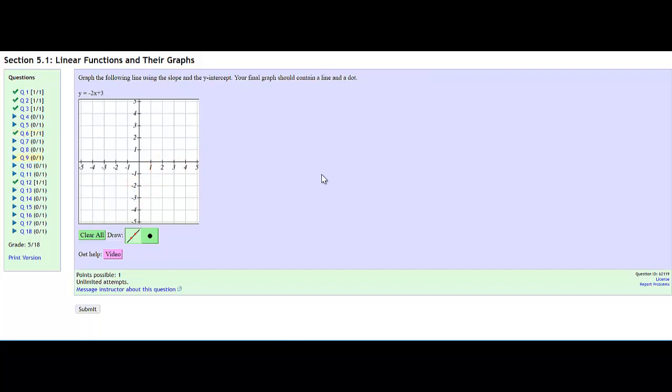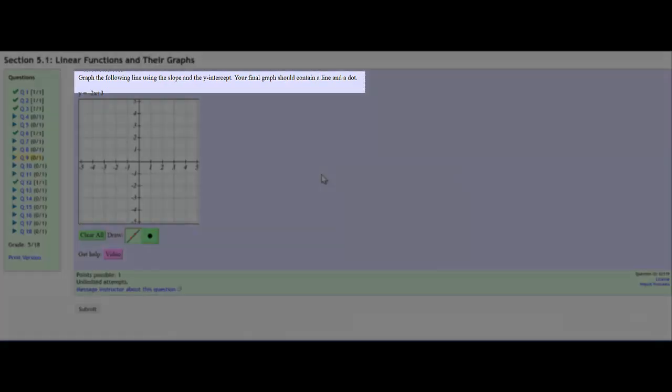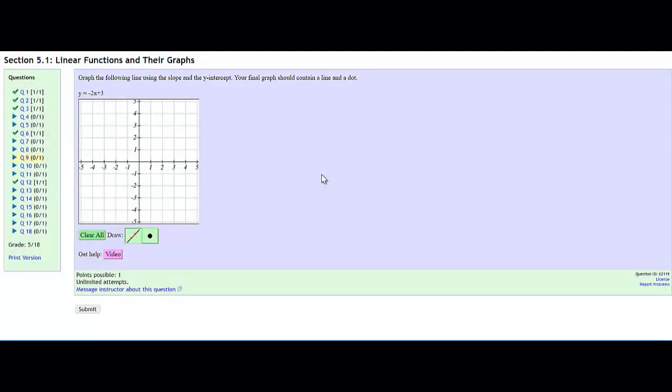Sometimes, though, instead of being asked to graph it by the intercepts, you'll be asked to do it using the slope and y-intercept. In this case, it says your final graph should contain a line and a dot. So we're going to first start off at our y-intercept, which is positive 3. And then I'm going to click on the line again. I'm going to start at the y-intercept. Y is equal to positive 3 and x is equal to 0. The slope is negative 2, so that means I go down 2 in y and over 1 in x.